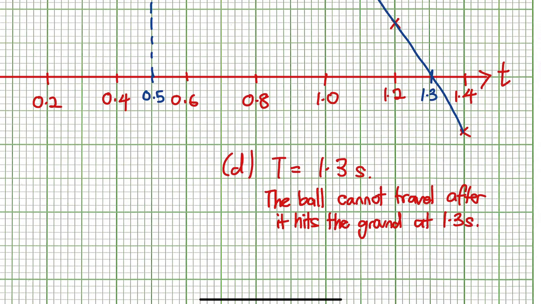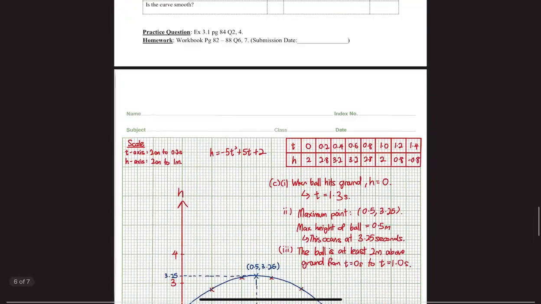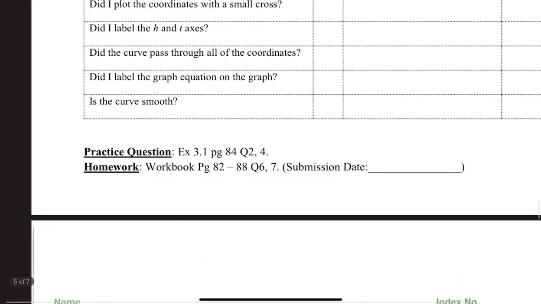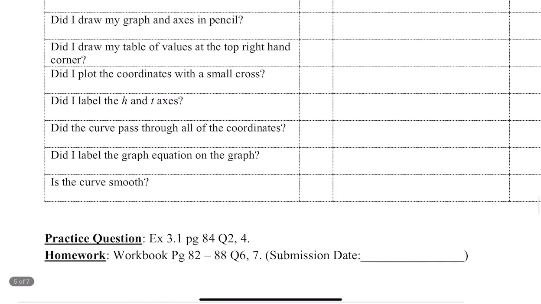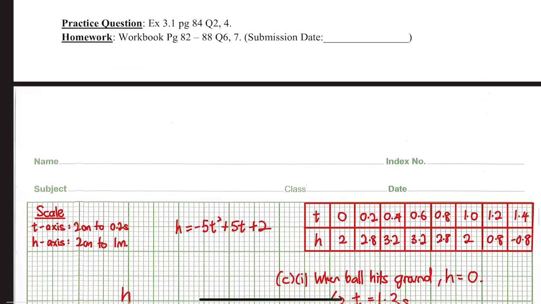Therefore, for part D, the answer is that the time t is equal to 1.3 seconds, because after this point over here, whereby the ball hits the ground, it cannot go downwards anymore. Okay, and with that, we have finished example 3 from the worksheet. Okay, so with that, I'll just like you to go back and try the practice questions over here first, from your workbook. Okay, then we will continue more on graphs in class. Okay, so this is the end of this worksheet.